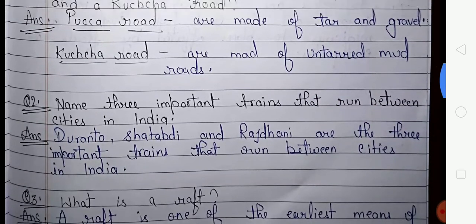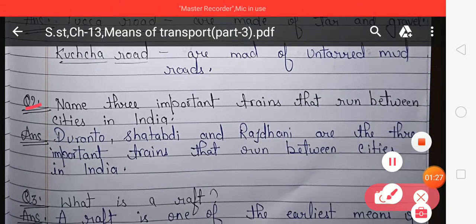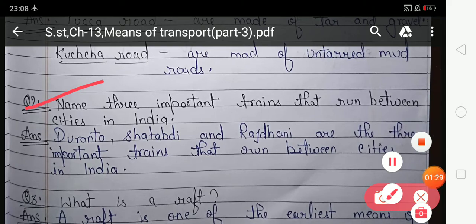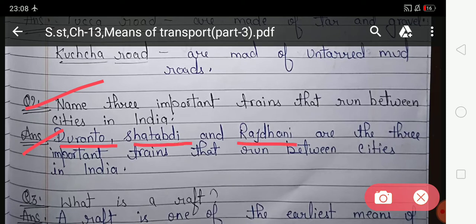Now look at question number 2. Name the three important trains that run between cities in India. So students, in this question you have to write about the three important trains that run between the cities in India. Your answer is Duronto, Shatabdi and Rajdhani. Duronto, Shatabdi and Rajdhani are the three important trains that run between cities in India.